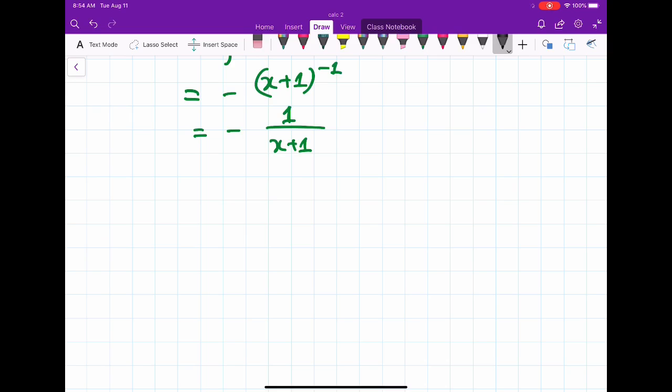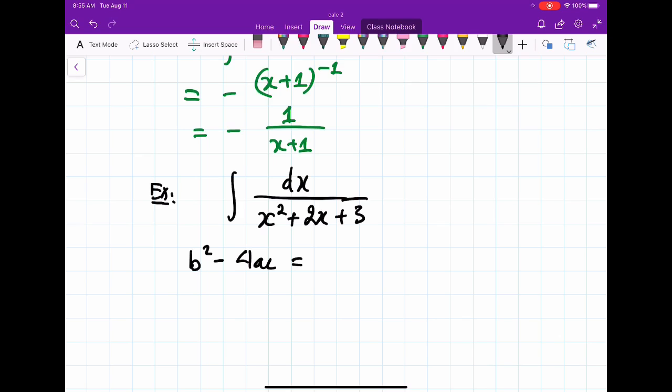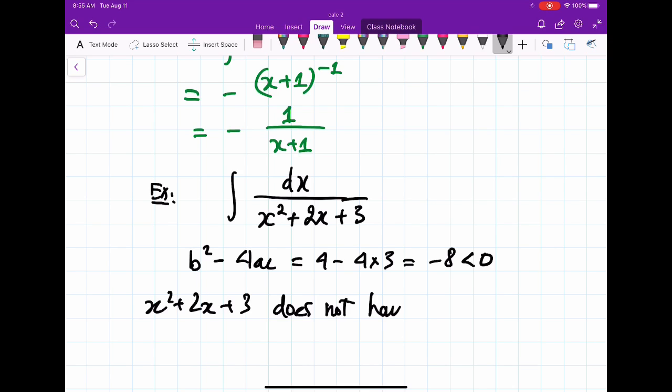I need to solve the following integrals. Just modify a little bit. Let's say x squared plus 2x plus 3. So you calculate b squared minus 4ac, that is 4 minus 4 times 3, which is negative 8, less than 0. So that means x squared plus 2x plus 3 does not have any zero.